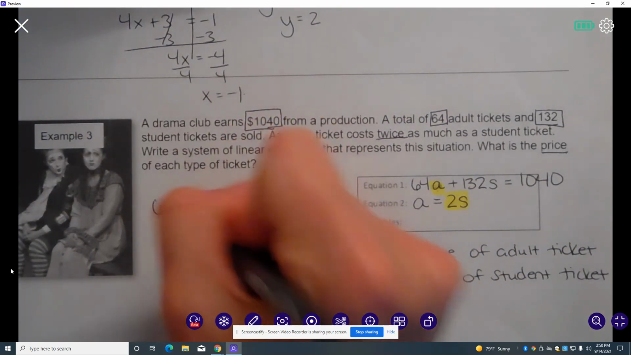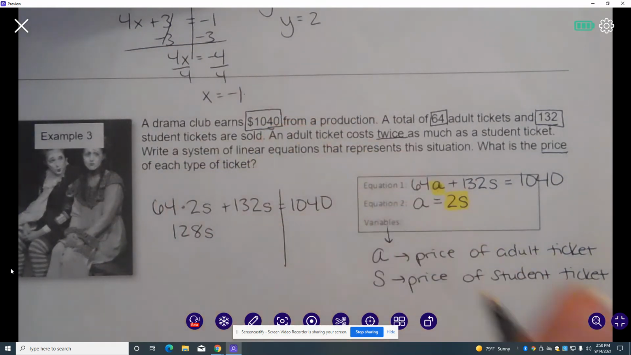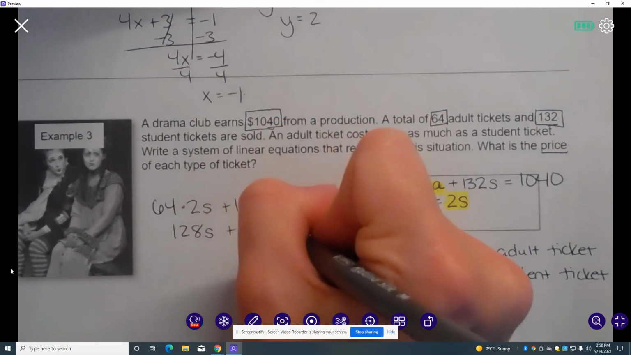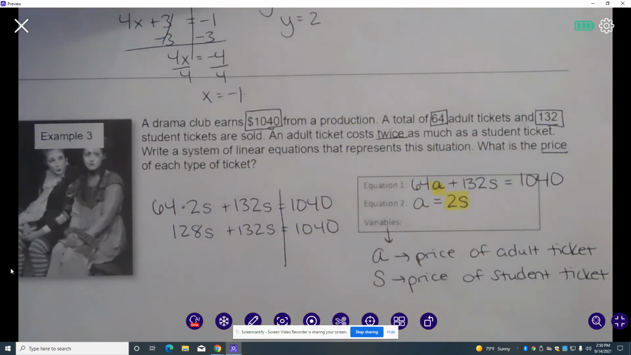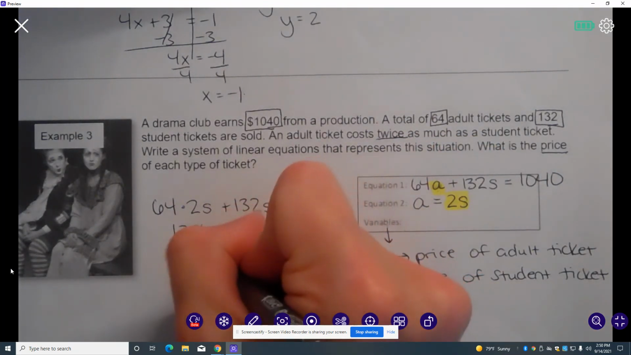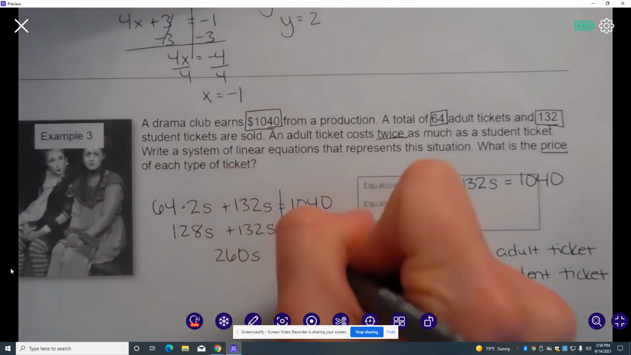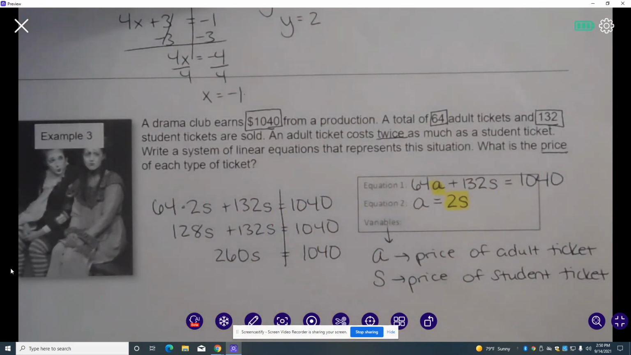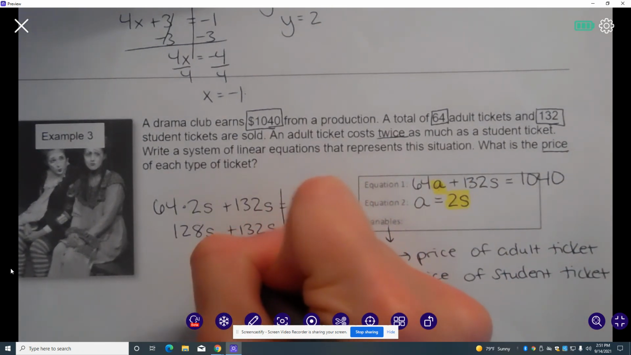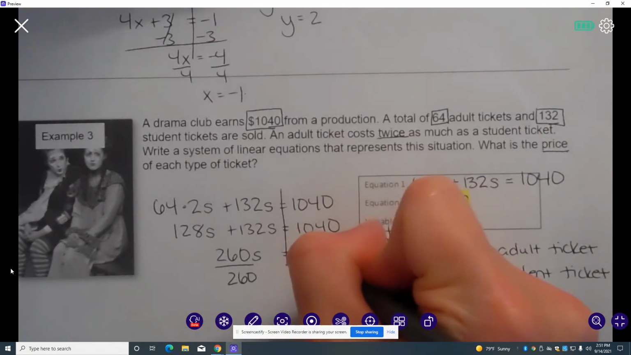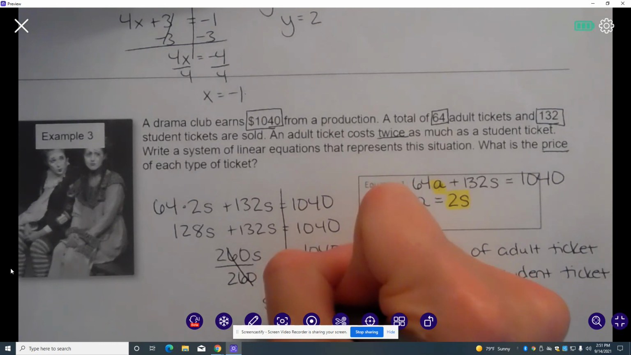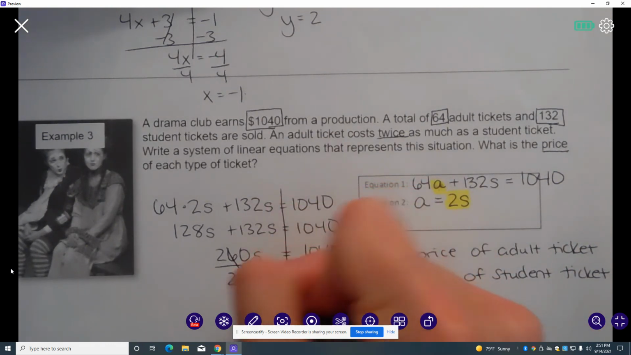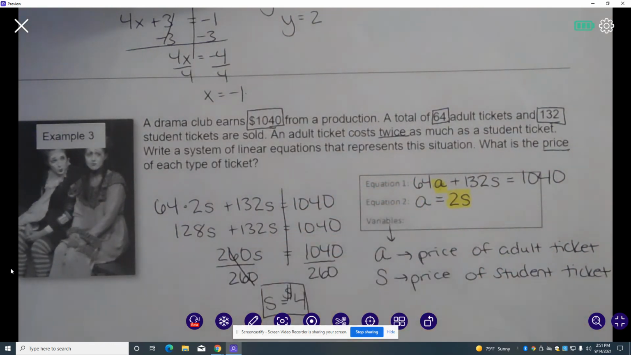So I have 64 times 2 is 128. I'm going to combine like terms. Then I'm going to divide both sides by 260. And I get S, the price of one student ticket is $4.